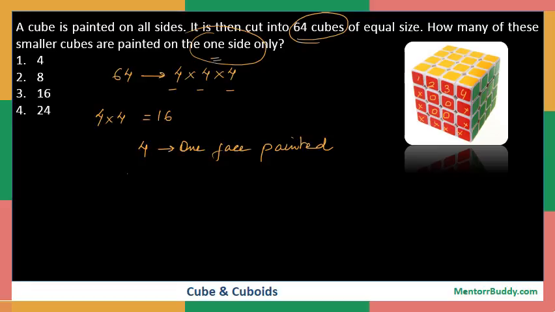There are 6 such faces in a cube, and therefore if I do a total, every face has 4 such cubes and there are 6 such faces. So a total of 24 cubes will have only one side painted, and therefore the answer to this question becomes 24 cubes. I hope this is clear to all.